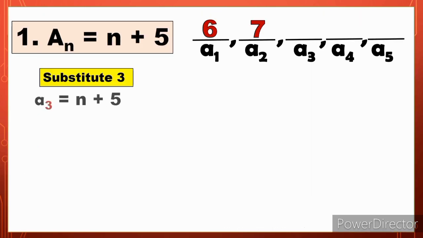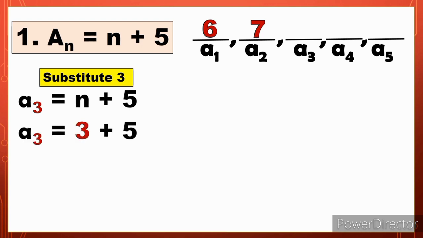And next, to find the third term, isasubstitute natin ang 3 doon sa n. So, we have now a sub 3 equals n plus 5, and magiging 3. So, a sub 3 equals 3 plus 5, and 3 plus 5 equals 8. So, we have now a sub 3 equals 8. So, 8 now is our third term.